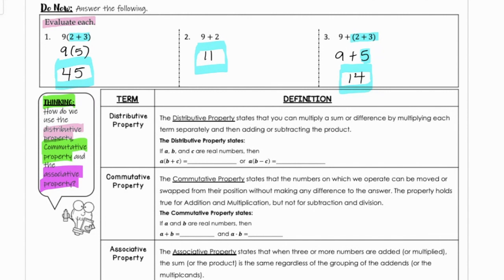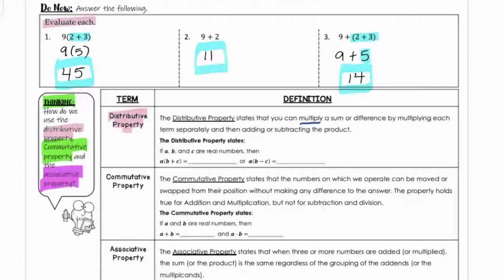A quick run through. For the first one, we have the distributive property. Now, you guys have done distribution in your past math careers, and I'm just going to define it again. The distributive property states that you can multiply a sum or difference by multiplying each term separately and then adding or subtracting the products.